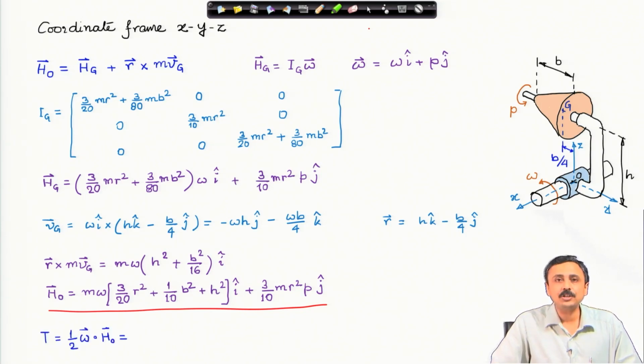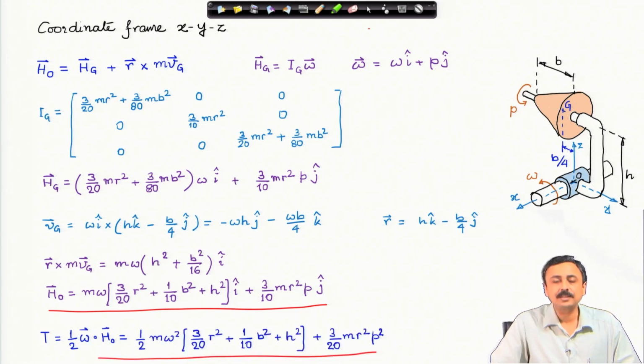Now, the kinetic energy of the cone, this we have discussed before. The kinetic energy can be written as 1/2 omega dot h o when it is moving about a fixed point. So, half omega dot h o is the kinetic energy of the cone, and if you plug in h o and omega, everything is known, you will get this as the expression of kinetic energy.